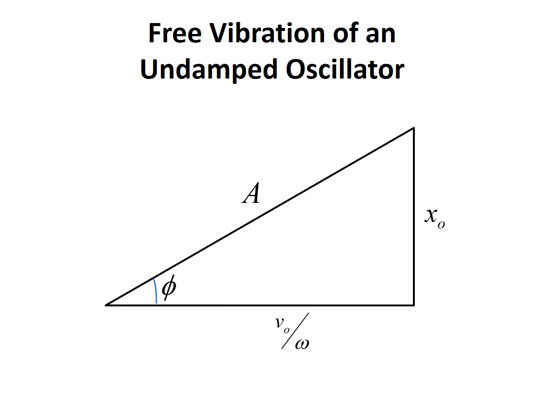So we're trying to solve for A and phi, and if we look at this expression, we realize that the tangent of phi is simply the initial displacement divided by v0 over omega. So the tangent of phi can be written in terms of the three quantities that we know. Then we can also see that the hypotenuse A can simply be written as the square root of the sum of the squares of the two sides.